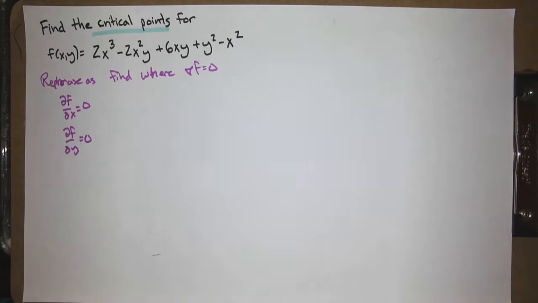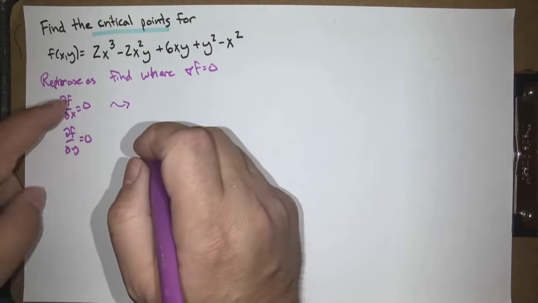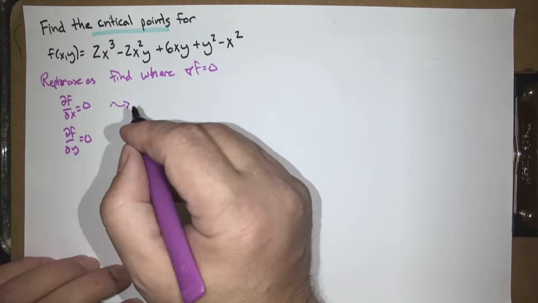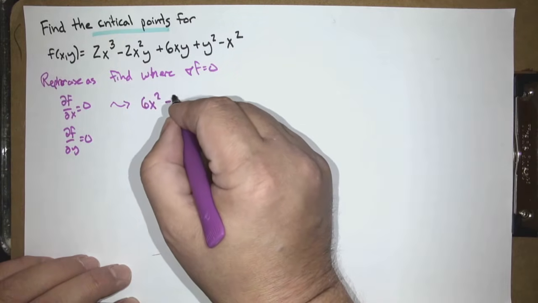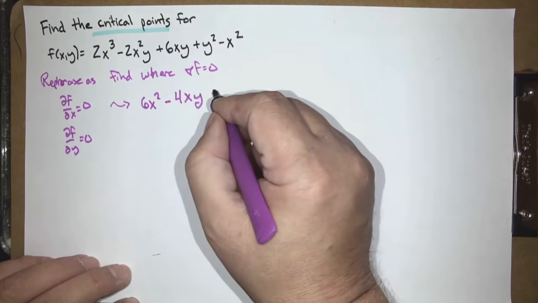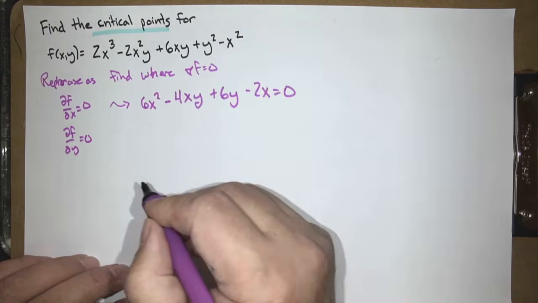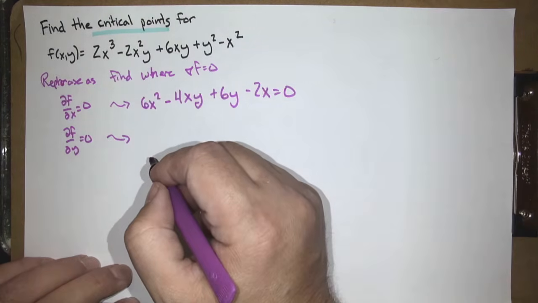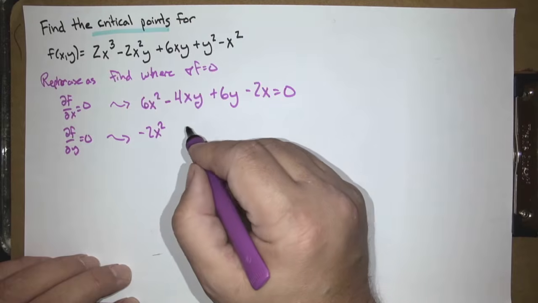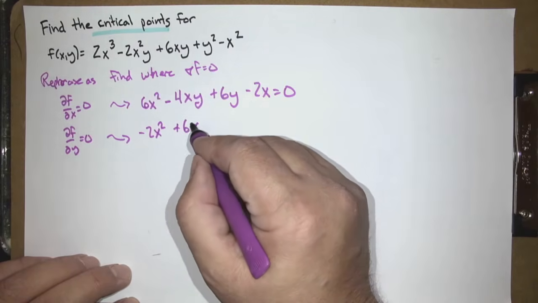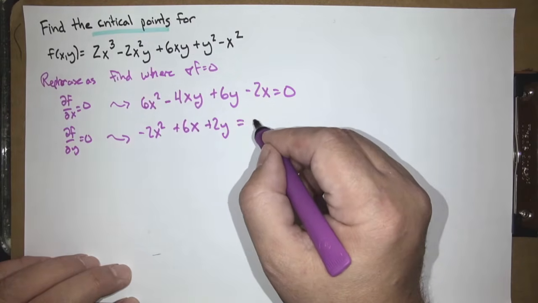We love 2 equations. All right, so partial f partial x equals 0, so we're going to take our derivative with respect to x. When we take our derivative with respect to x, what do we get? 6x squared minus 4xy plus 6y minus 2x equals 0. Partial f partial y equals 0. Derivative with respect to y: minus 2x squared plus 6x plus 2y equals 0.